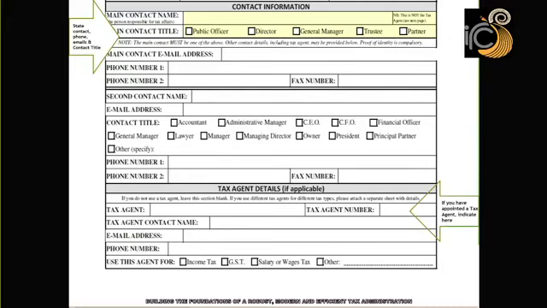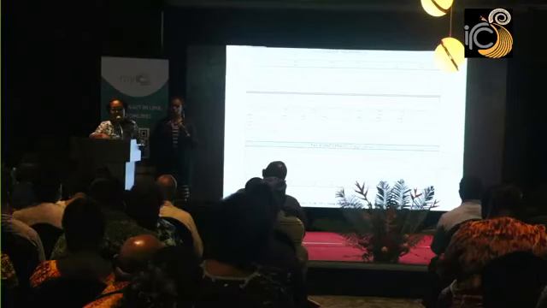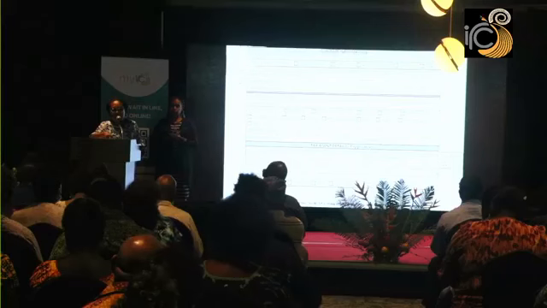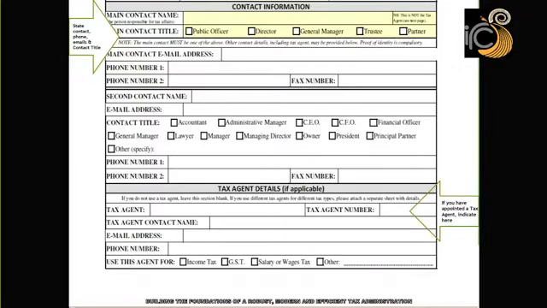Because remember, registration is the first pillar. That's the first point of entry into IRC. Once you get registered, it opens the door for you to file, lodge, and pay your tax. Without registration, you won't be able to do the other obligations. That's why we require all the information on the form to be completed correctly and accurately.